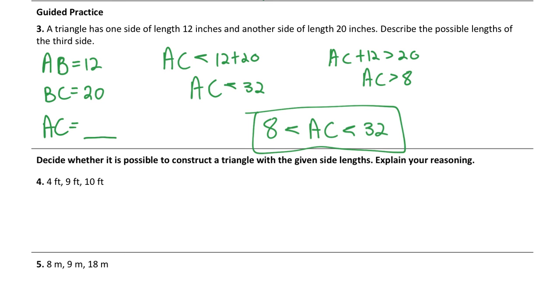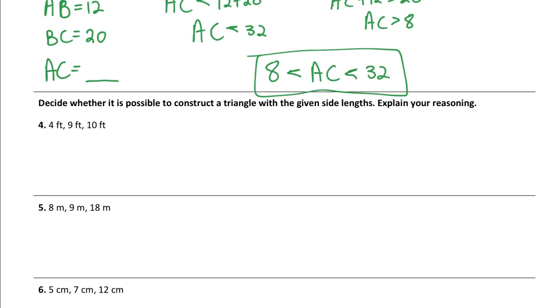Okay, so for this example, AC has to be between 8 and 32. It's got to be greater than 8, but less than 32. So if you're confused about writing the inequality and you get stuck, you can literally write AC has to be greater than 8, but also less than 32. So it's got to be in that range.